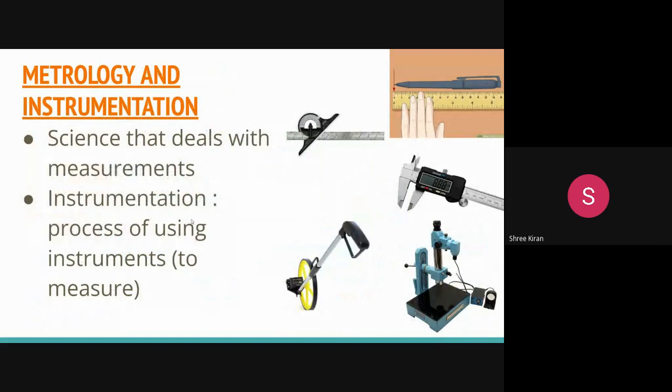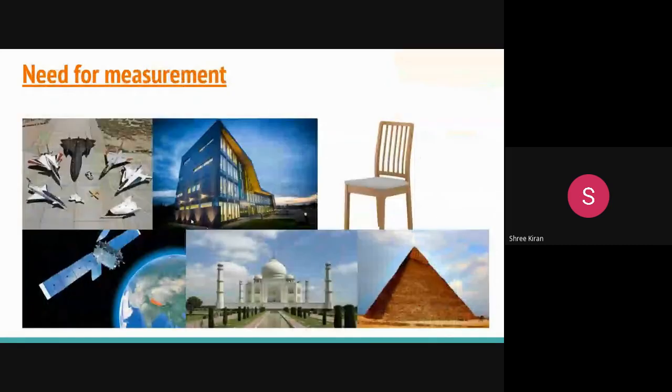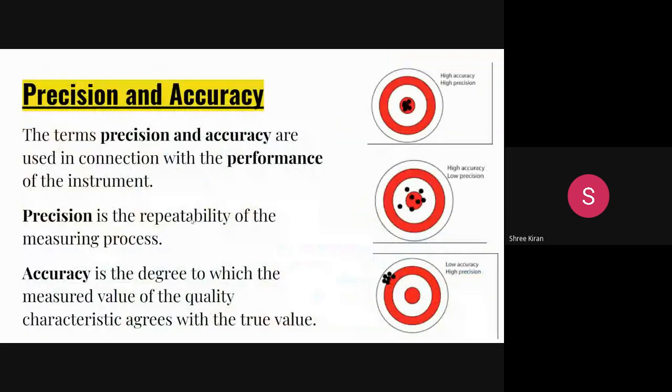Okay, then we have discussed the various measurements of instruments and devices. Then we have been dealing with the need for measurement. What are the needs for measurements? What is the requirement aspect, and what are the factors for the measurements? Then we have been dealing with precision and accuracy.